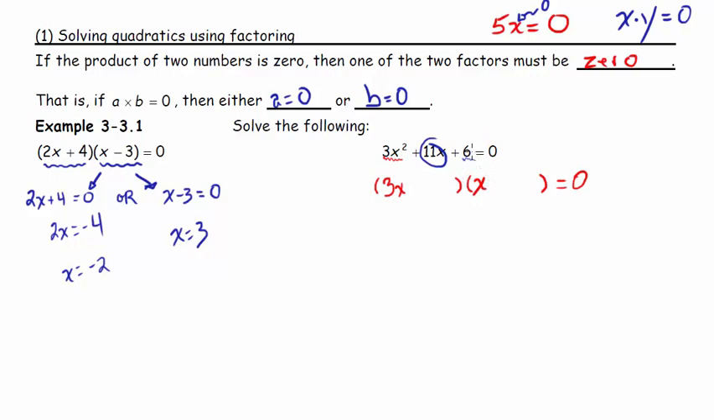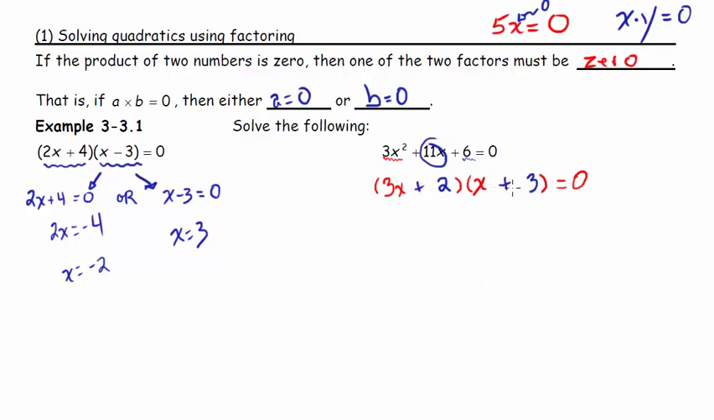So I'm going to say if I want to get 11, I want the 3 on the outside, so that I get 3 times 3 would give me 9x, and then I want the 2 on the inside. So if I had 9x on the outside, 2x on the inside, that would add up to 11.